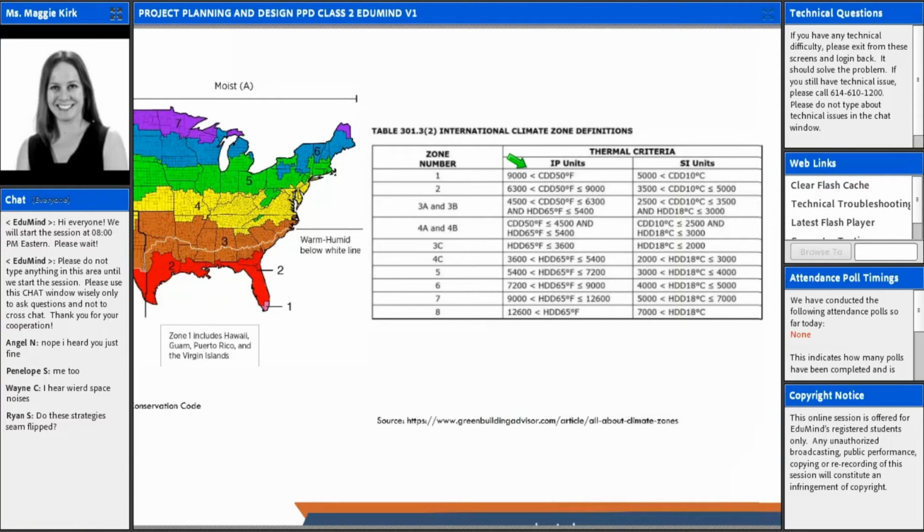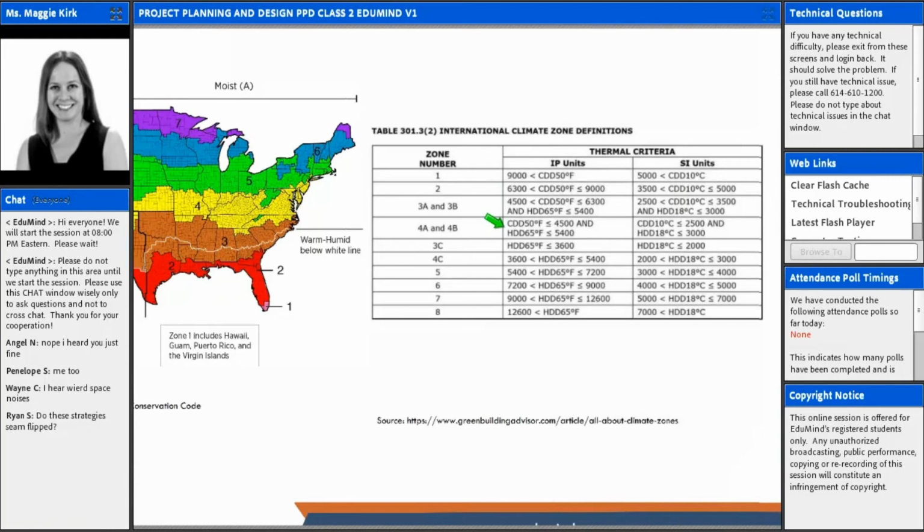And so these cooling degree days indicate, again, times when you're going to need cooling. So that's going to indicate a warm climate, because underneath it you can see there's a range. There's 6,300 to 9,000 cooling degree days. That's going to be a cooler climate, let's just say a warmer climate, because it has fewer cooling degree days. There are fewer days that need to be cooled. And then it goes on and on.